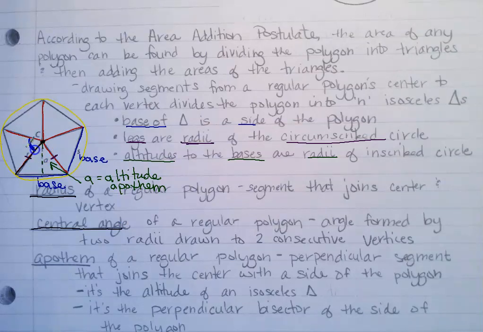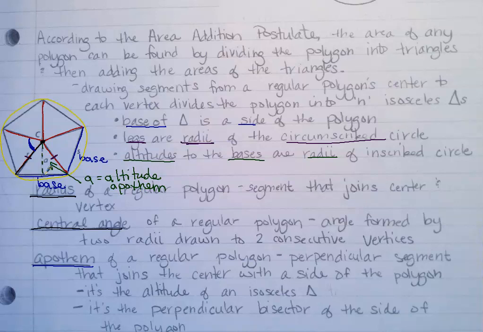That's a central angle. What can you tell me about all the central angles? They're all congruent, or all equal, absolutely. And the last one is the apothem of a regular polygon. It's that perpendicular segment that joins the center with the base. We might call it the altitude of an isosceles triangle. It's also a perpendicular bisector of the side.